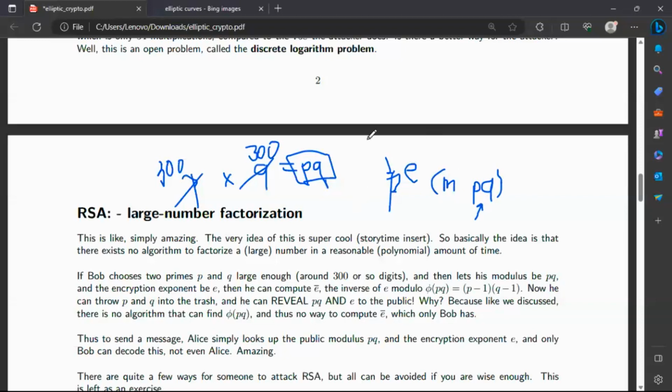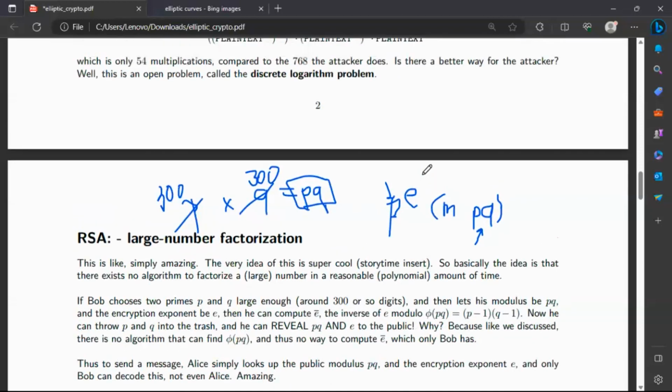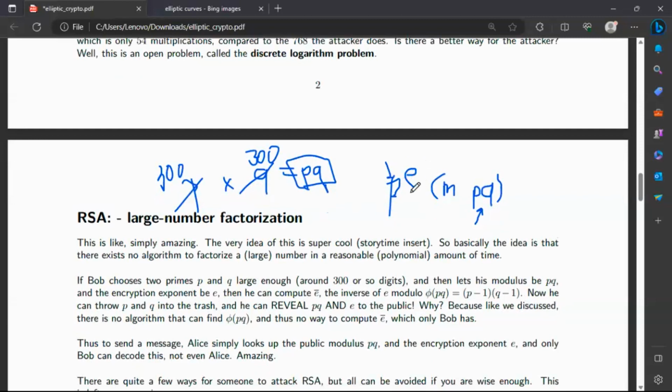And how will Bob decrypt this? Remember, Bob has to know the inverse of e modulo phi, but in this case, since it's pq, we'll compute phi of pq, which is (p minus 1) times (q minus 1). And Bob can compute this because he has p and q and no one else does, right? So he'll compute phi of pq, he'll work out the inverse of e, which only he has, since no one else has phi of pq, and he'll raise the encrypted text to the power of that inverse, and he'll get the plain text.